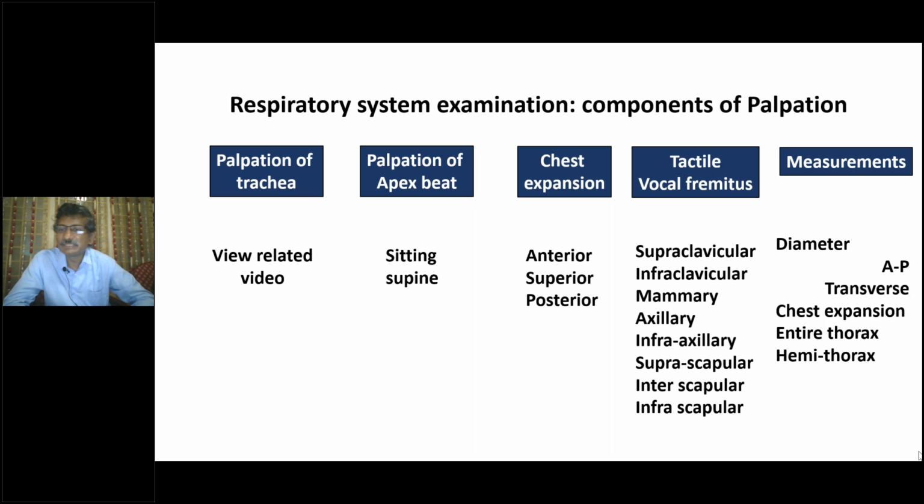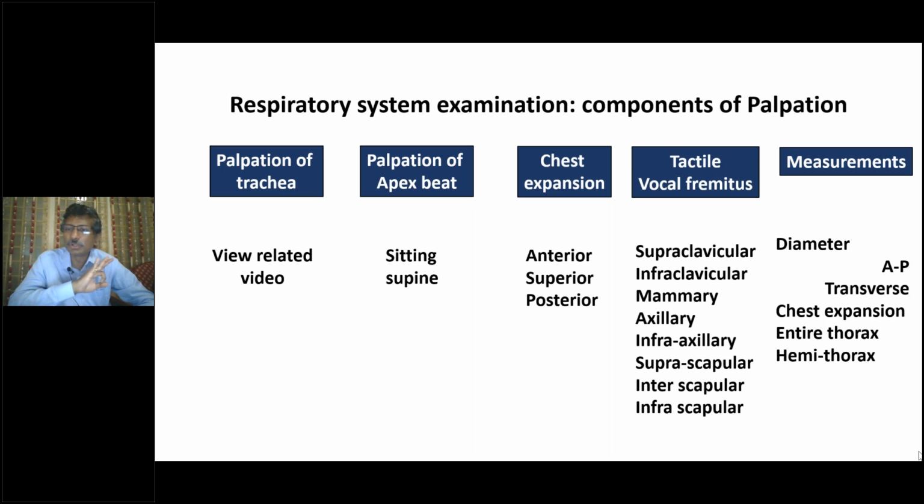Okay, but generally if it is a dense right lower lobe consolidation, then the findings will be there in the infrascapular area, also in the, okay, Sarthak wants me to repeat. See, the right lower lobe surface marking, the places where the right lower lobe is present is in the interscapular region, infrascapular region and the infraaxillary region.